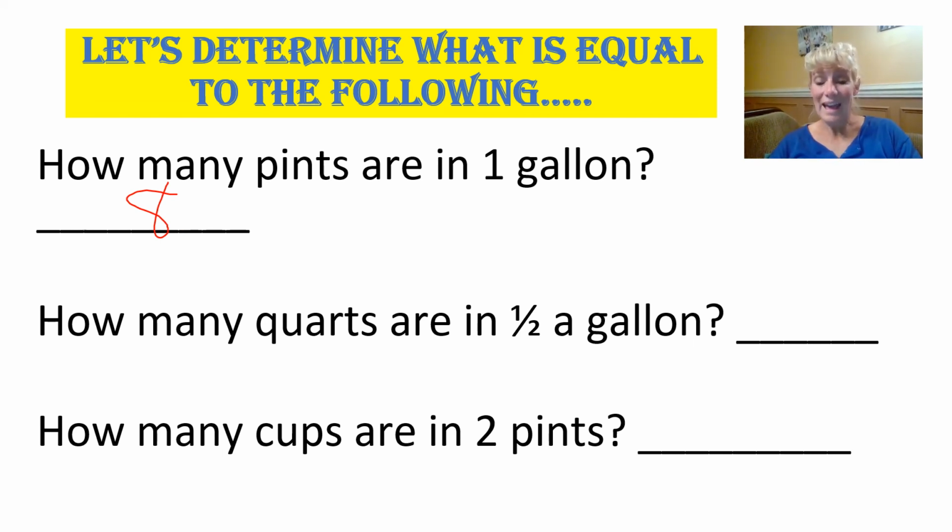How many quarts are in half a gallon? Now in class, we lean over since we're the gallon man and we only count half of us. So if I lean over and count that, I know that there are 1, 2, 3, 4 quarts in 1 gallon. So if I lean over, I only count 2 of them. 1, 2. So I have 2 quarts in my half gallon. And how many cups are in 2 pints? If you remember, we had pint, pint, and for each pint we had 2 cups. So that's pint, 1, 2, pint, 3, 4. So I'm going to have 4 cups in 2 pints.